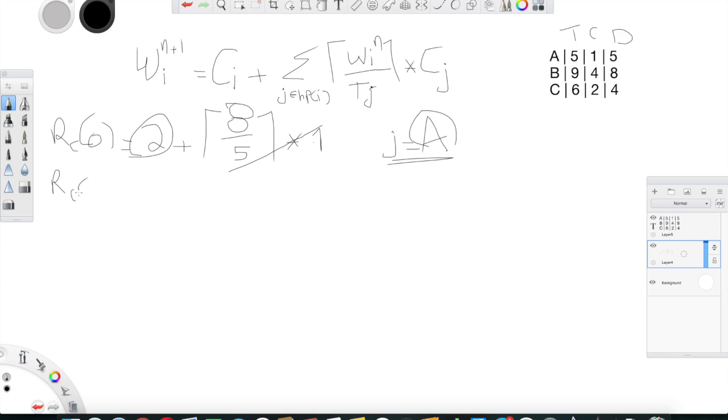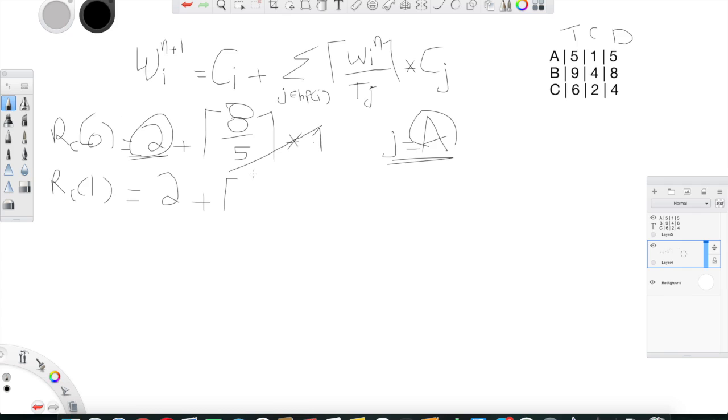R C of 1 is equal to the computation time of C, which is 2, plus J belonging to HP of I. We still only have one task which has a higher priority than task C, which is task A. Therefore, we do the ceiling of Wi of n. The previous response time from the previous iteration is what?